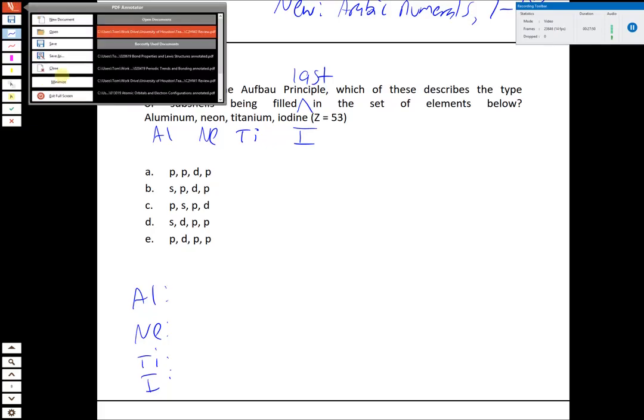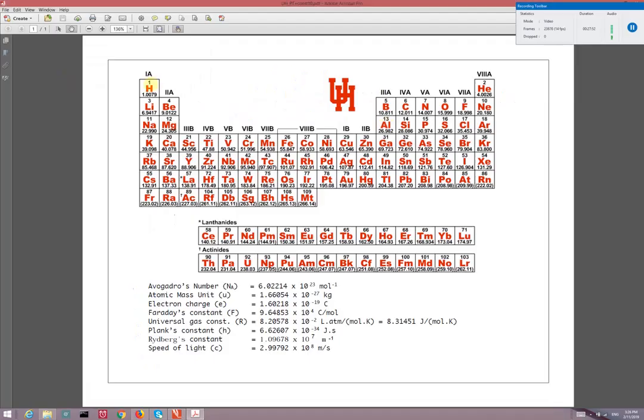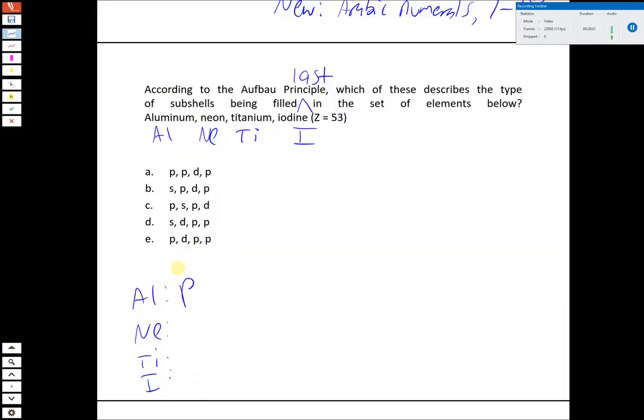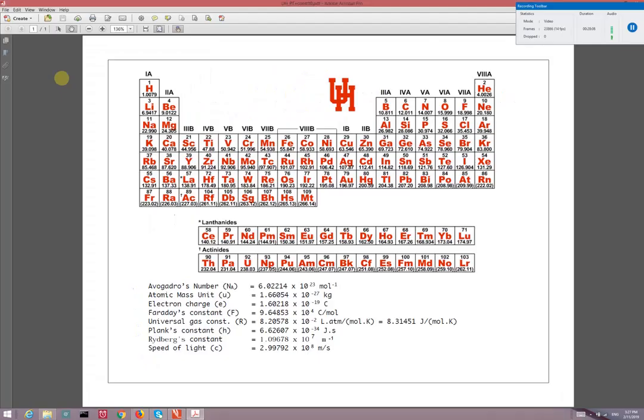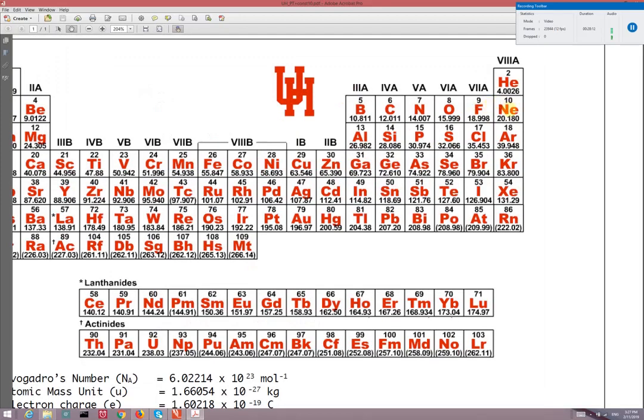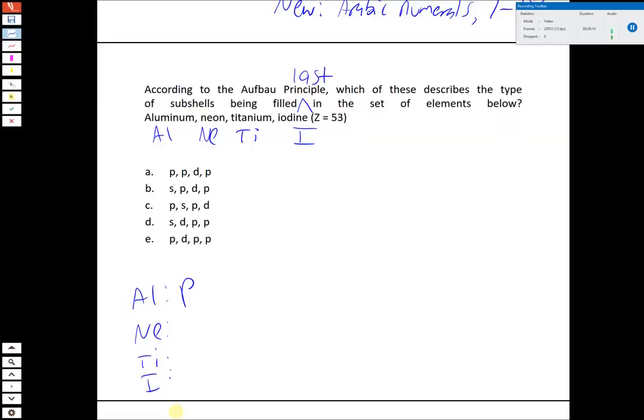So we find aluminum, Al. Aluminum is in the third row of the periodic table, and this is going to be 3s and then 3p. So the last electron in aluminum goes into the 3p subshell. So aluminum, we're going to be filling p subshells last, 3p last. Neon, if we go to the periodic table, is here. This is the second row, and this is the p block. So the last electron for neon goes into the 2p subshell. So neon would also involve filling a p subshell.